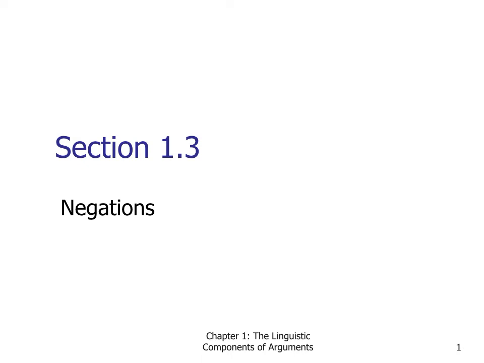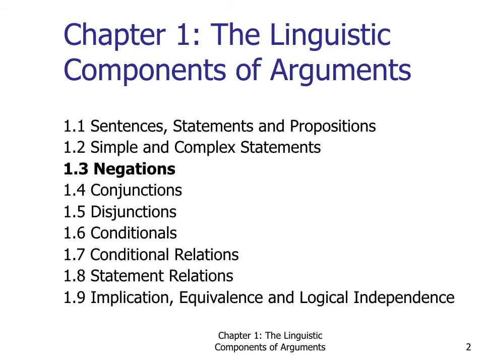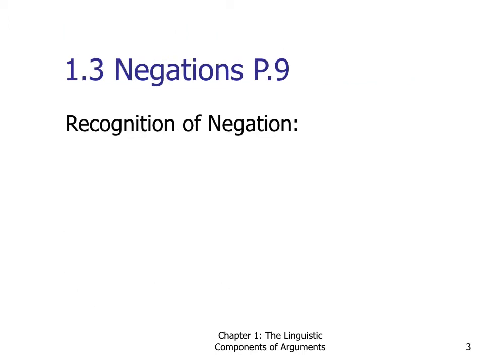Welcome back. We're in Chapter 1, the linguistic component of arguments, this time looking at Section 3, which covers negations. We have covered Section 1, sentences, statements, and propositions, Section 2, simple and complex statements, and now we're moving on to Section 3, negations. So, how do we recognize negation?